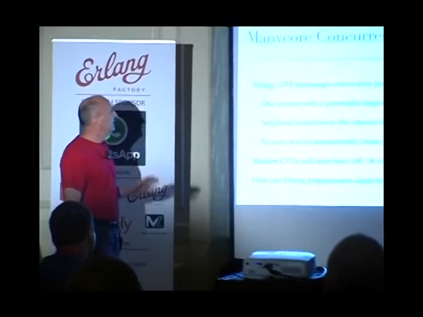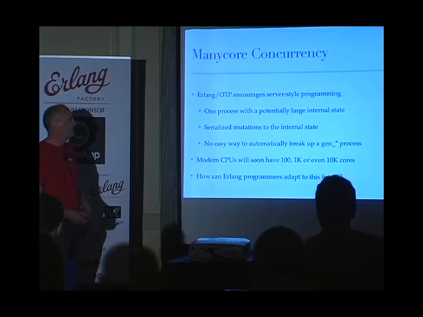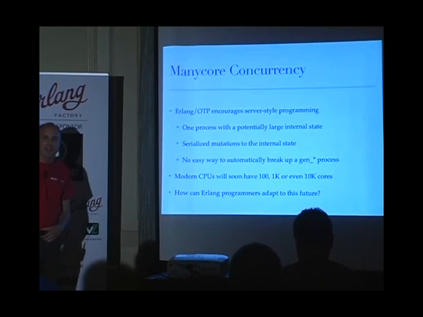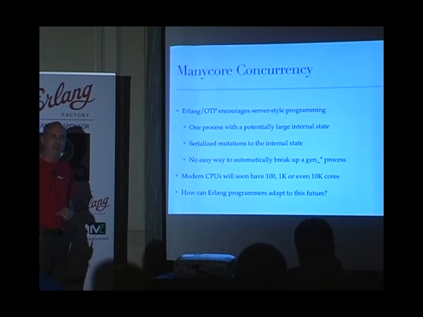So how do we anticipate where the hardware is going and make Erlang work well with that new hardware? Right now it encourages a server style programming like gen server. You've got one process, and if you look at the code that's been added to print out the state when it crashes, you know that people use very large states in some of their gen servers, and that cannot be distributed across many cores when you're running a large state and mutating it internal to the gen server. And there's no easy automatic way to break up a gen server like that.